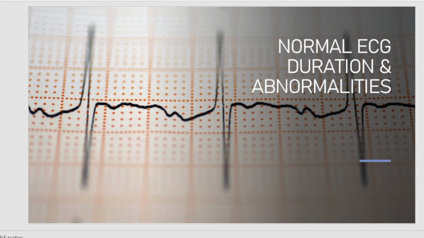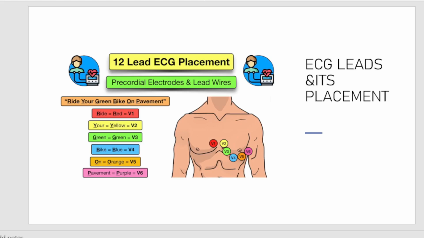And sometimes they will ask questions related to the leads to localize the MI. For example, inferior MI. Inferior means we already know it is from the downwards, the lower side, the inferior part of the heart. How to recognize it based on the leads? Based on leads 2, 3 and AVF. Septal means here leads 1, V1 and V2.